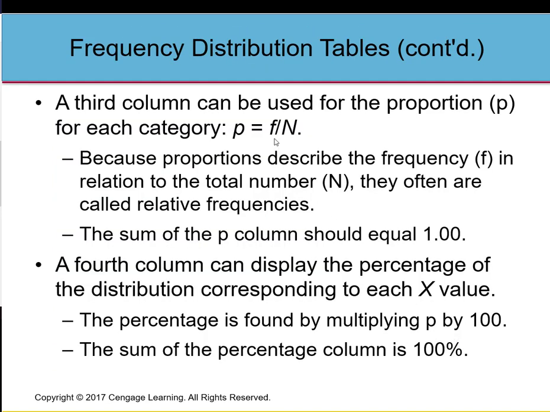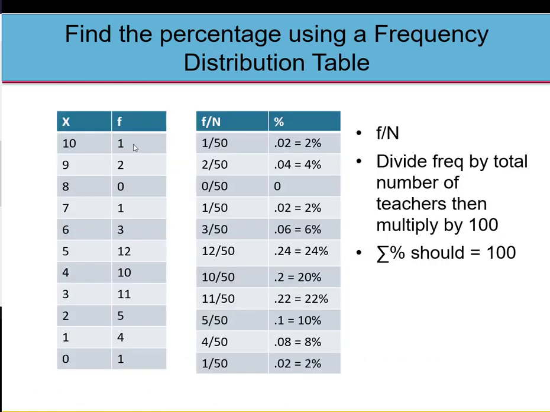I can use this to also find the percentage. So if I take the frequency and divide by the sample size, I can find the proportion and then multiply that by 100 to get the percentage. So I take the frequency divided by the sample size, I get 0.02, and that's 2%. 2 divided by 50 is 0.04, is 4%, and so forth. If I sum all of these, I should get 100, and I in fact do.